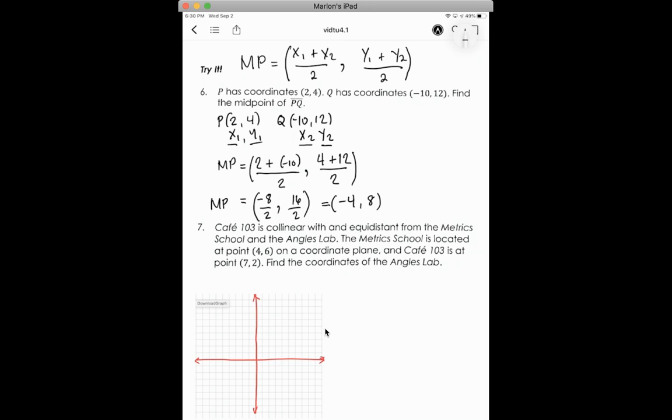Hi guys. Let's continue with the next problem. All right, so let's read the word problem and analyze it.